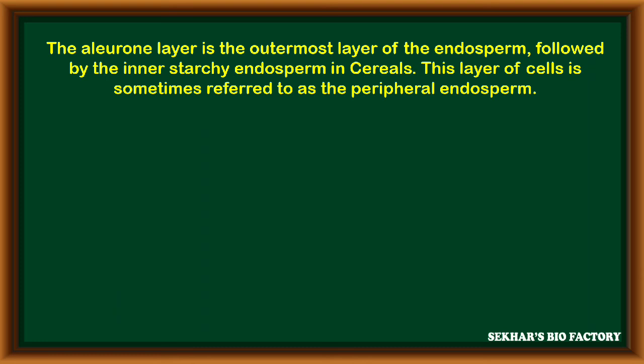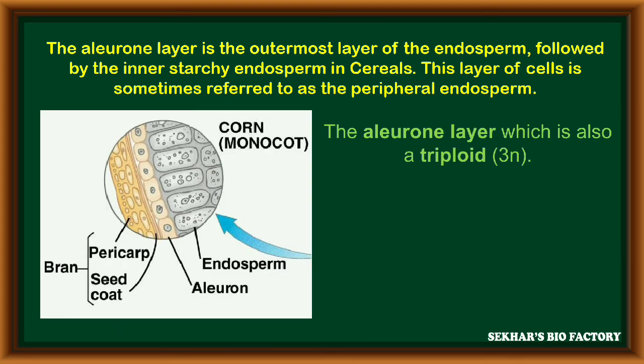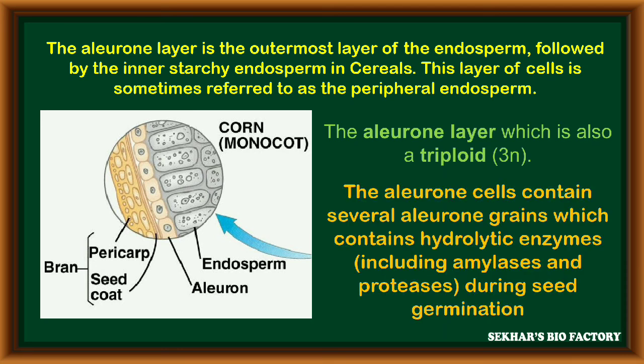The aleurone layer is the outermost layer of the endosperm, followed by the inner starchy endosperm cells. This layer of cells is referred to as the peripheral endosperm. The aleurone layer is also triploid in nature because it is derived from endosperm. The aleurone cells contain several aleurone grains which contain hydrolytic enzymes. It includes amylase, protease, etc. These are useful and helpful during seed germination.